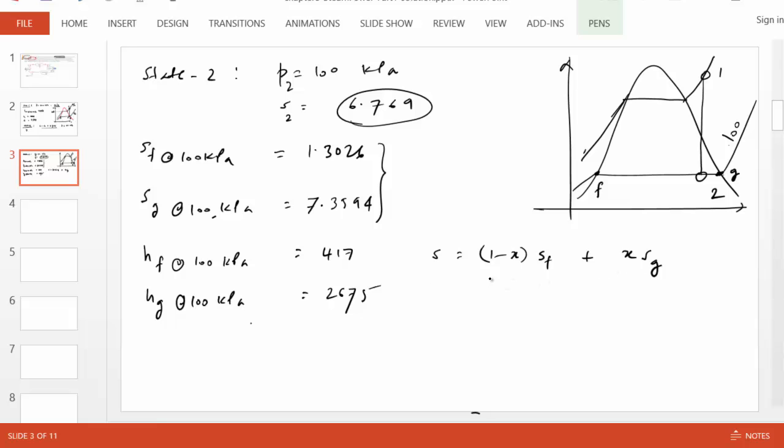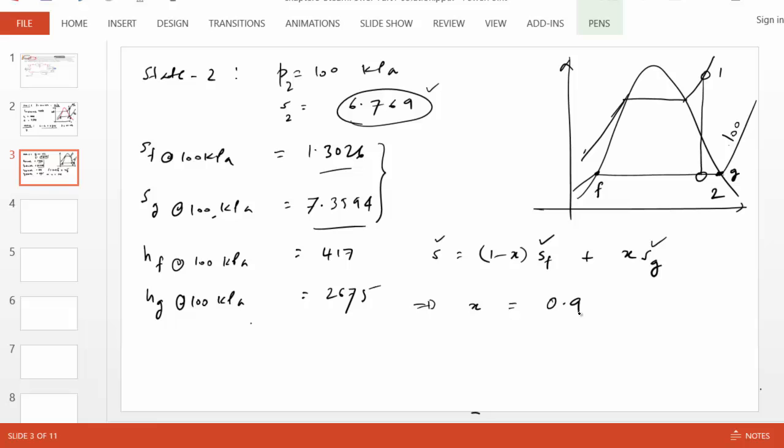Okay, so we already know what is Sf. We figured that out. This is our Sf. We know what is Sg. And S is also known. Solving, we can find X to be approximately 0.9.